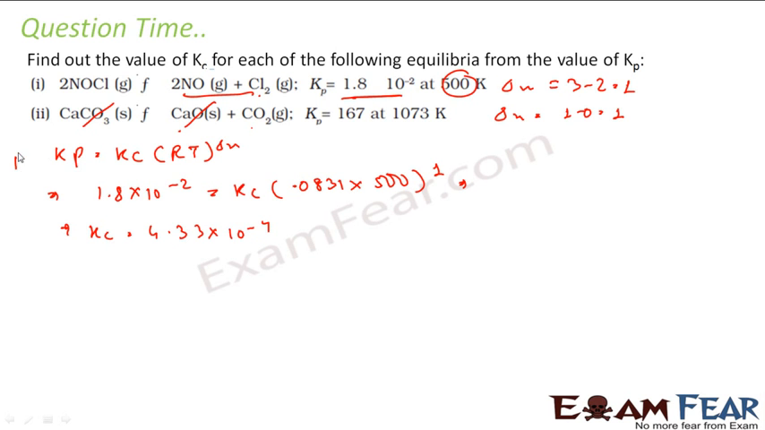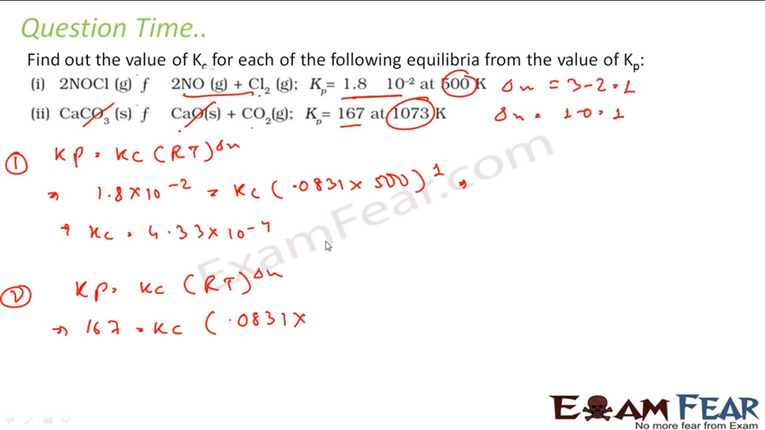Let's take the second one. Same thing, Kp is equal to Kc RT to the power delta n. Kp is 167. Kc is what we have to find. R is 0.0831. T is 1073 Kelvin. And delta n is 1. So you solve this, you get Kc as 1.88, and that is my answer. Since Kp didn't have any unit, I didn't give any unit to Kc also.